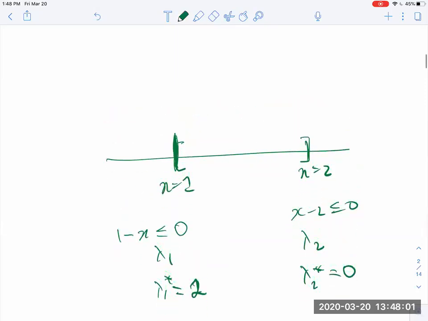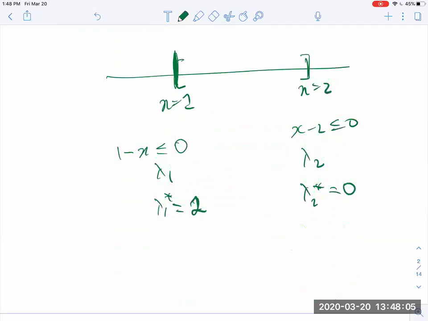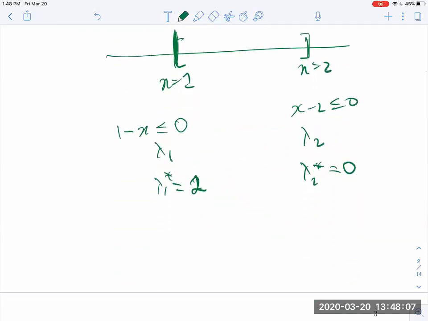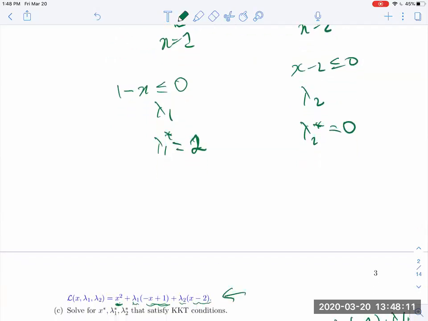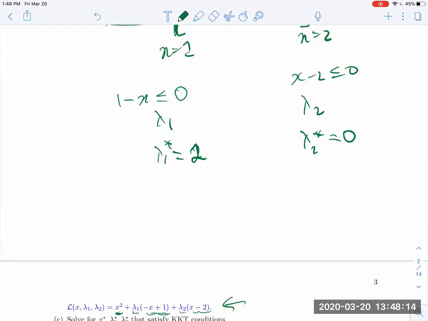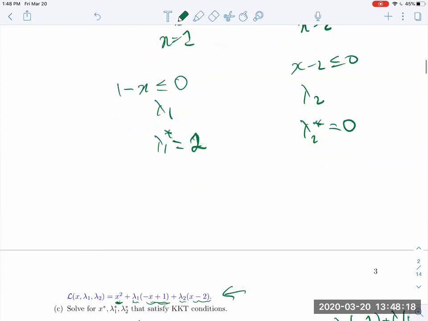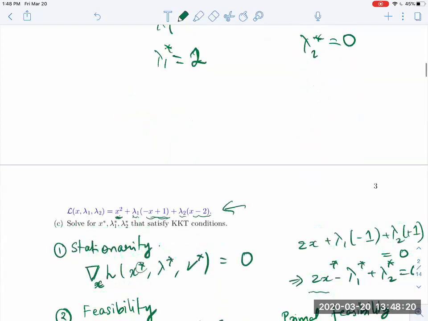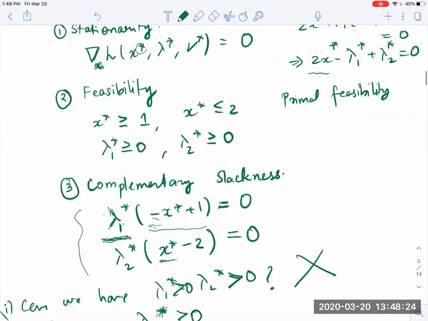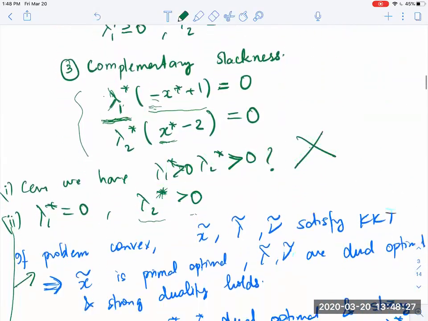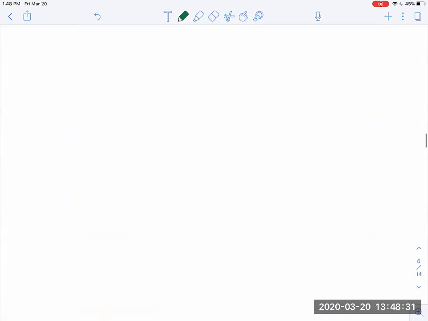Okay, so this was a one-dimensional case, so not very interesting. But if you look at the second problem, where you have a two-dimensional optimization problem, then you will see more interesting things about the relationship between dual variables and lying on the boundary. Clear? Okay, great. Let's see what the solution says for this.